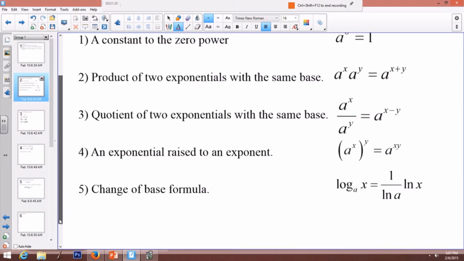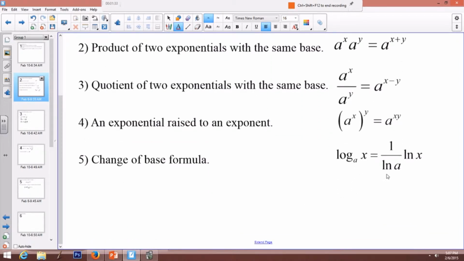And then this one looks a little bit different, but you'll see why it's this way in a little bit, when I show you the derivative rule on the next page. The change of base formula: if you have log of some base other than log base 10 or log base e, which is ln, you can rewrite that as 1 over the ln of whatever that base is times the ln of whatever you have there. So we did those in Algebra 2, we did those in Pre-Calculus, so those shouldn't be that new.